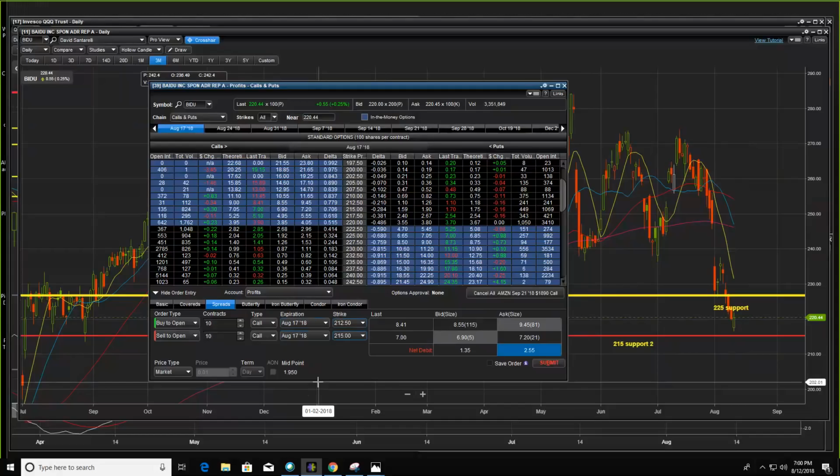So 2.5, divide that by 1.95, you're looking at a max net gain here of 28%. So you're making a 28% return as long as the stock's above 215. She's $5.44 above that right now. So even if Baidu dropped $5, you're still having a max gain here of 28%. So that's not bad.